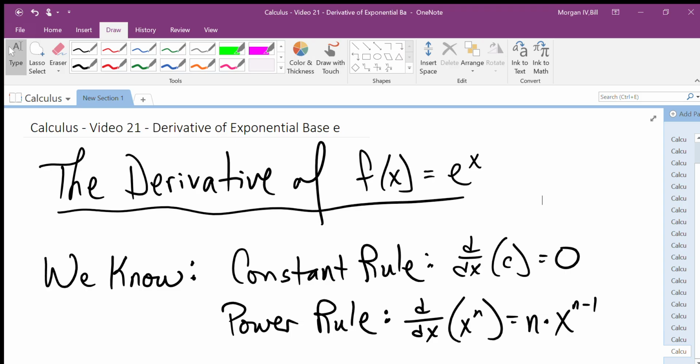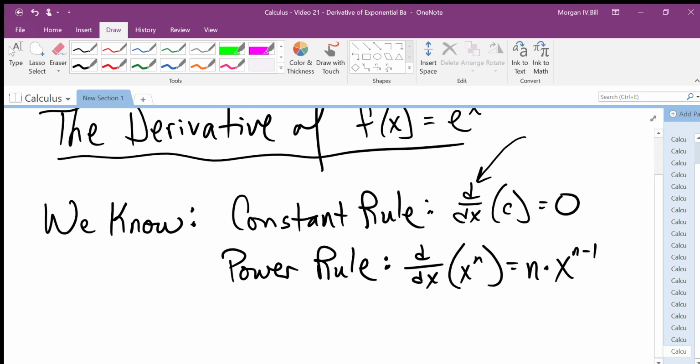You'll note that I'm using our new notation that we learned, right? d/dx of a number, or d/dx of a function. That means the derivative function. So the derivative of our constant is equal to 0, of any constant. And in the power rule, we see here the derivative, again, d over dx means the derivative of x to the n is equal to n times x to the n minus 1.